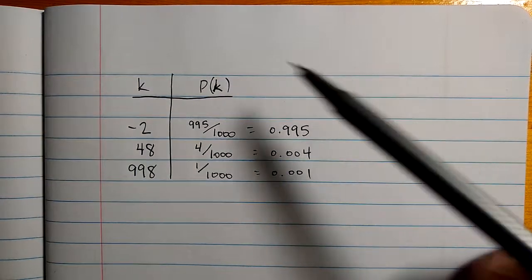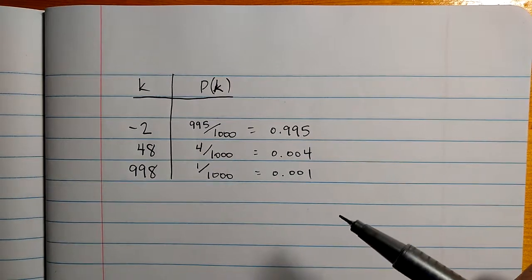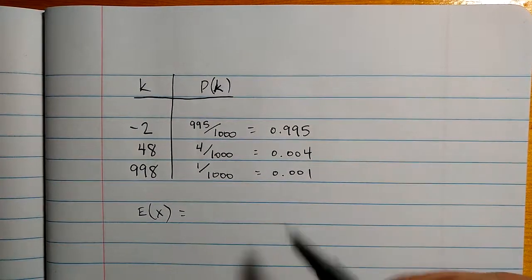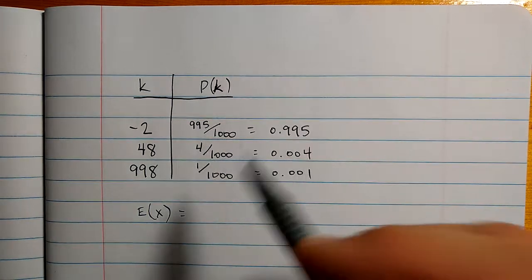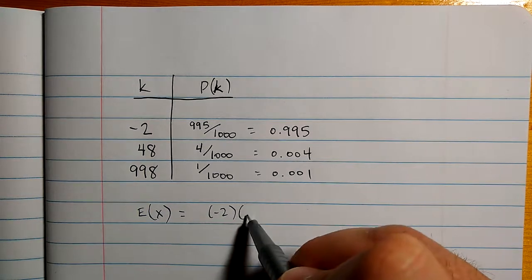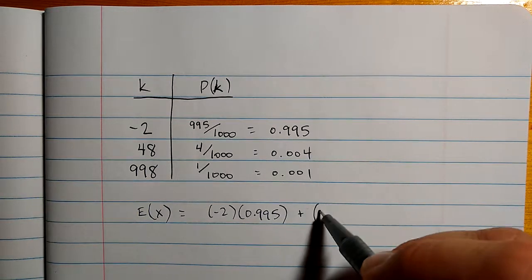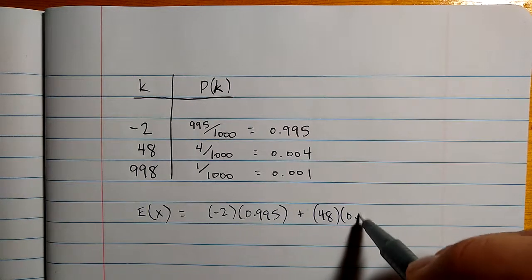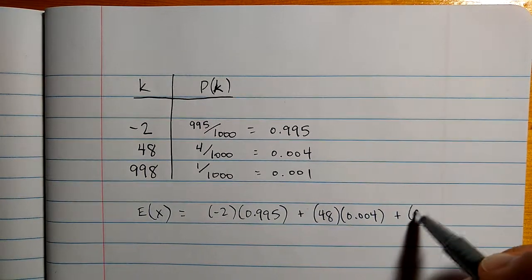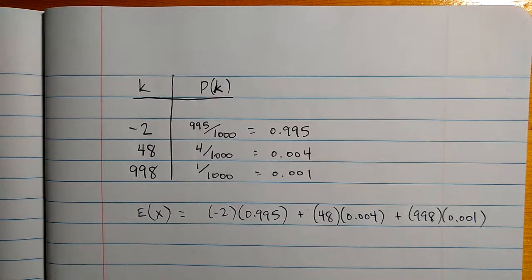Okay, so we have our table all filled in now. All the three values, all of the probabilities, they add up to 100%. So we're ready to calculate the expected value. So using our formula, the expected value is the value times the probability that it occurs for each one. I'm going to put this one in brackets since it's a negative number. And maybe I'll just use brackets for everything. That shows multiplication. 48 times 0.004. And the last one is 998 times 0.001. Okay.